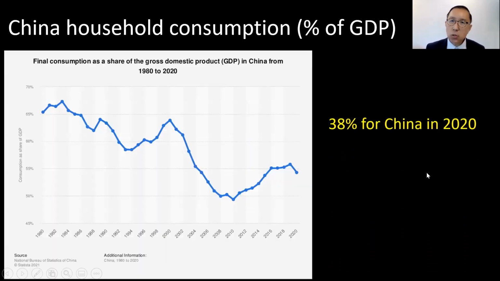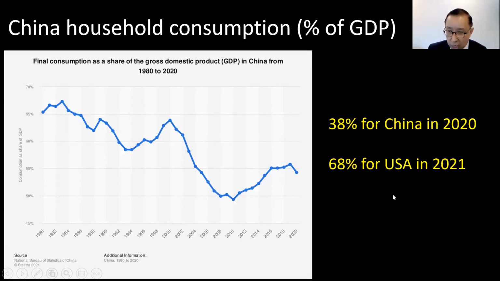Because Chinese household consumption as a percentage of GDP is still very low. It's 38%. Whereas for another country like the USA or any developed country or Japan, household consumption as a proportion of GDP is 70% or above. So that means Chinese people are not spending their money enough in China. So you're still relying too much on your exports.